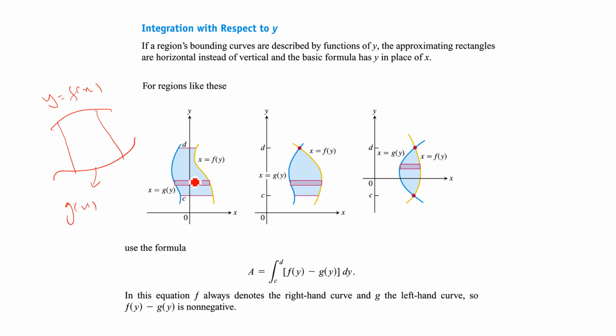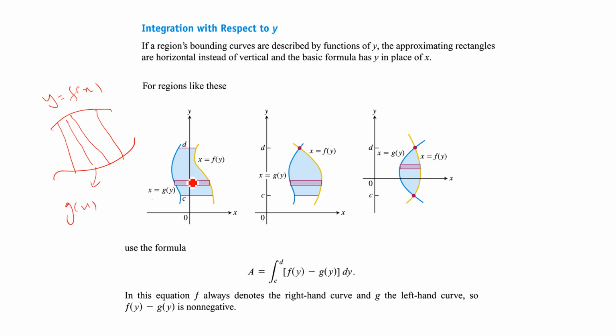This was the function of x, and this was also the function of x. But now in this case we have functions of y, that is x is equal to f(y) and x is equal to g(y). So in this case, instead of dividing into vertical rectangles, we'll divide the region into horizontal rectangles like this. If the region's bounding curves are described by the function of y, approximating rectangles are horizontal instead of vertical, and the basic formula has y in place of x.